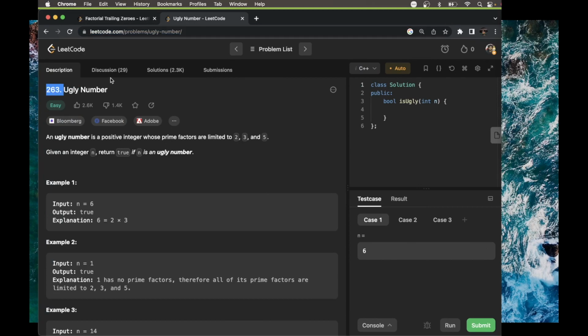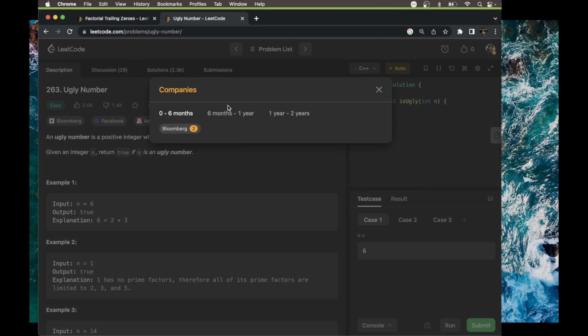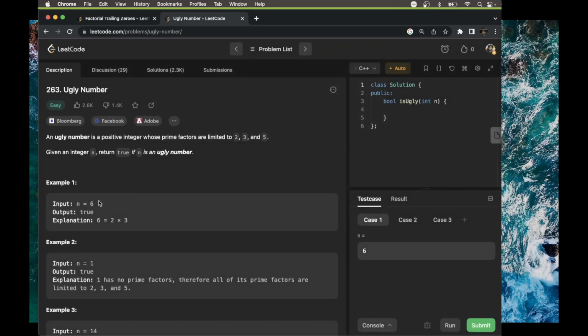Problem number 263, ugly number. It's an easy problem, and I also believe it's a very easy problem. And you can see, not very frequently asked, because it is quite an easy problem, but asked by some of the top companies. The question says that an ugly number is a positive number whose prime factors are limited to 2, 3, and 5.